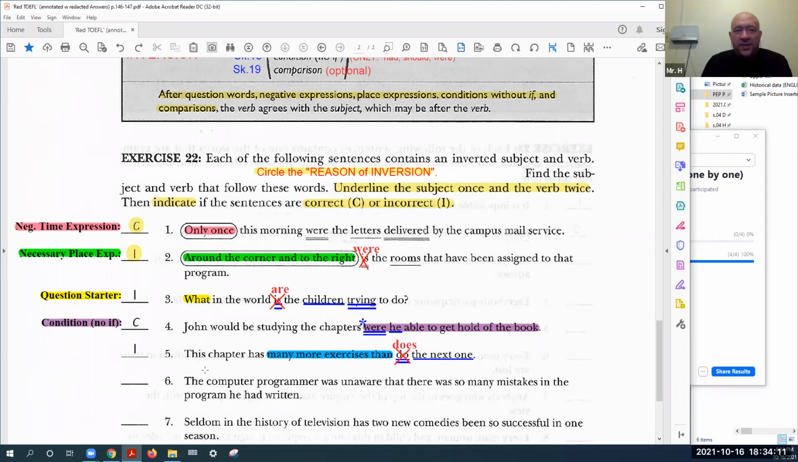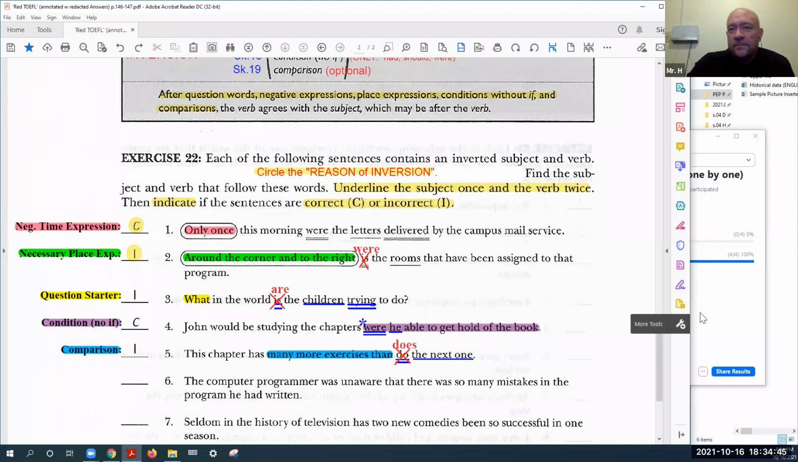I wouldn't say has here, because after the comparison we just use the auxiliary. We don't need the main verb. We don't repeat the main verb. Okay. This chapter has many more exercises than does the next one. How does that sound? Do you hear that every day? No. Shakespeare, as you said. This is very unusual, right? We don't hear this very often. But it is correct and it can be in the TOEFL.